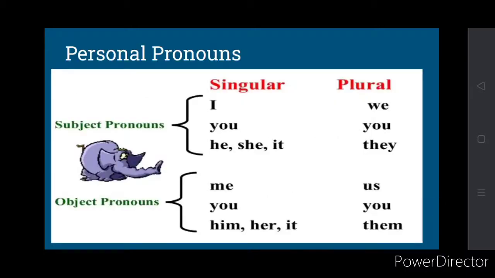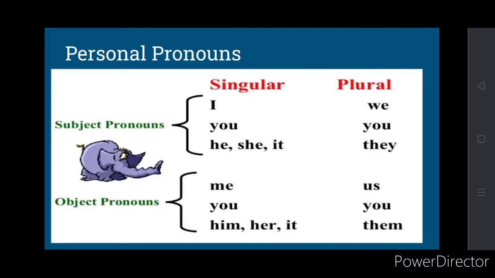So let's start with personal pronouns. What are personal pronouns? We use personal pronouns in place of the person or people that we are talking about. In singular form we use I, you, he, she, it. And in the plural form, when we are talking about a group, we use we, you, they, etc. These pronouns are divided into two kinds, subject pronouns and object pronouns.